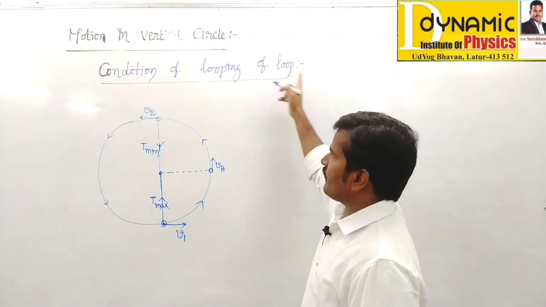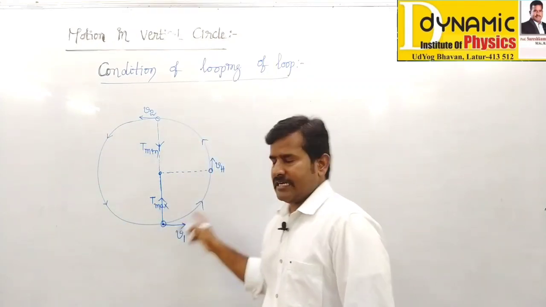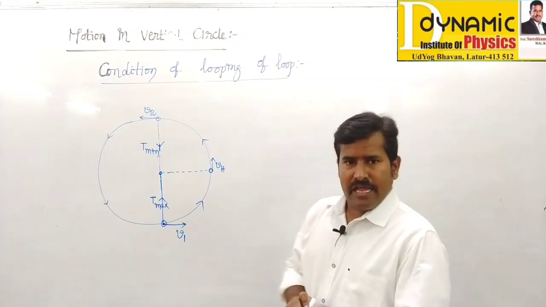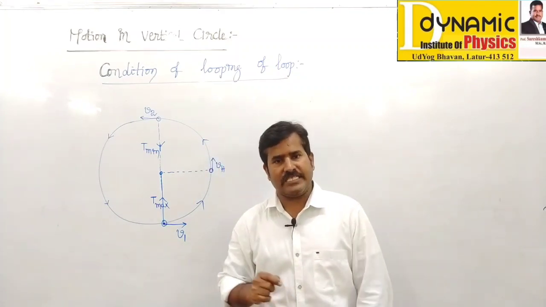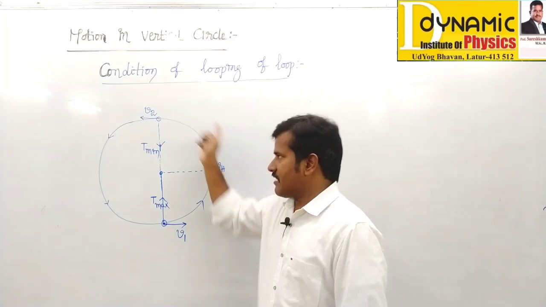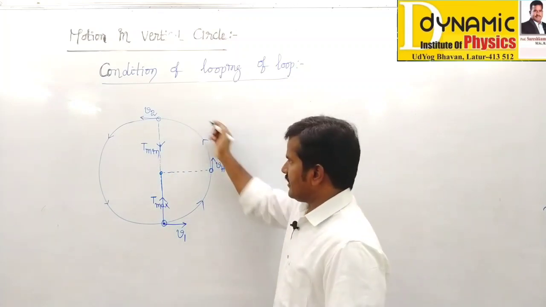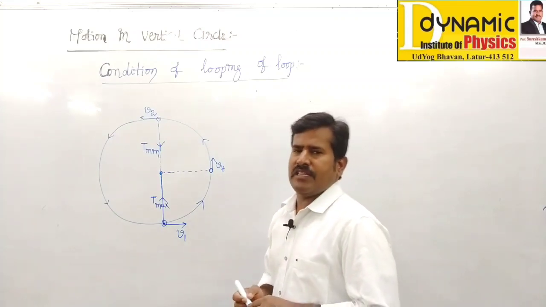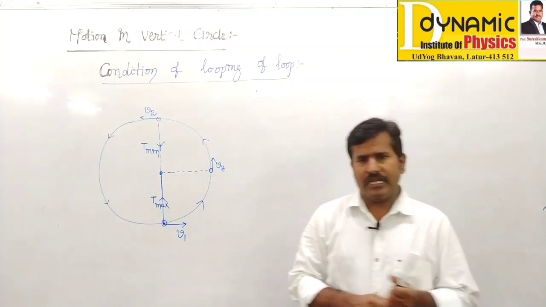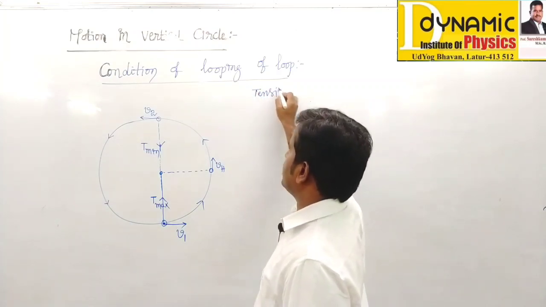Suppose the condition of looping of the loop means the body repeats this vertical circle. What is the condition? In a horizontal circle, there is no effect of weight mg. In a vertical circle, the weight effect is acting here. So under this condition, the tension is minimum at the topmost position. What is the tension at the topmost position?